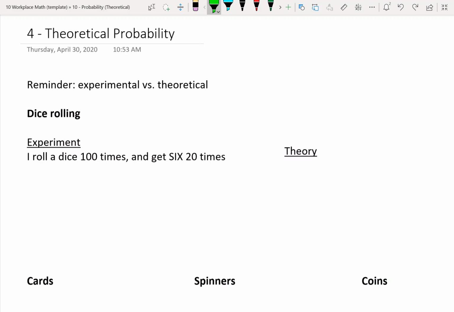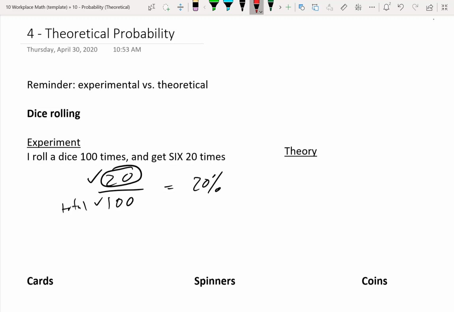So let's look at experimental. If I rolled the dice 100 times and I got the number 6 20 times, my probability would be 20 out of 100, which works out to 20%. This is how many good outcomes I got. I got 6 20 times, and then 100 is the total.